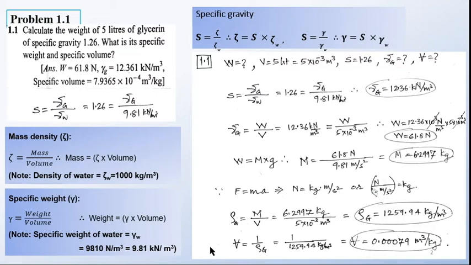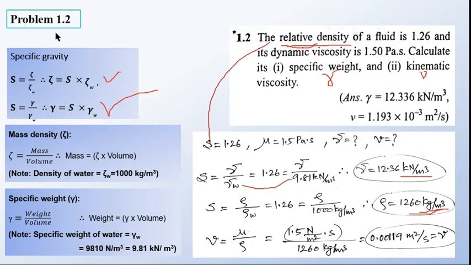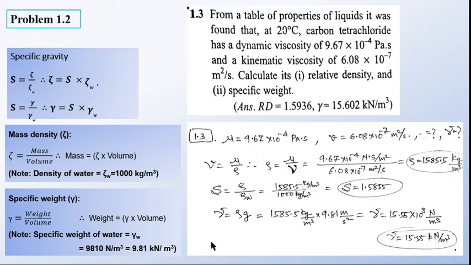Okay. We'll go to the next problem. Next problem is not 1.2, it is 1.3. This should have been 3. I'm sorry for that.